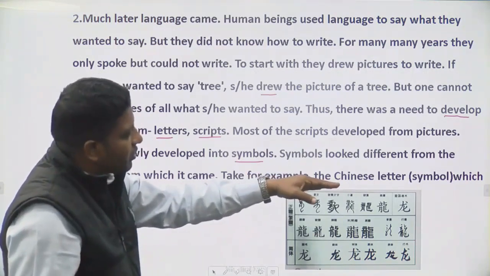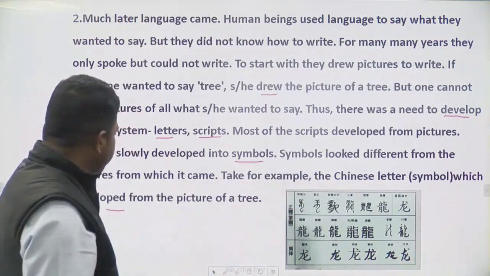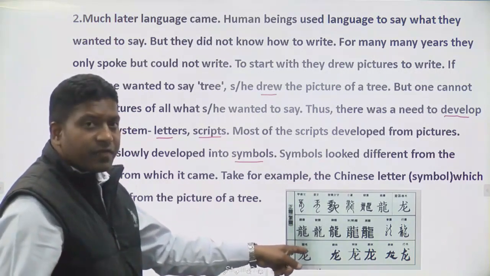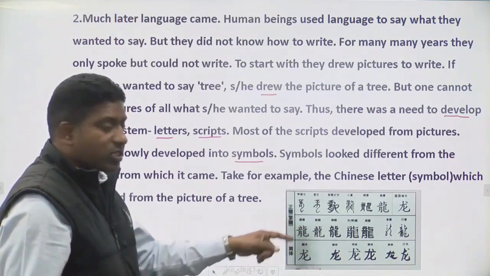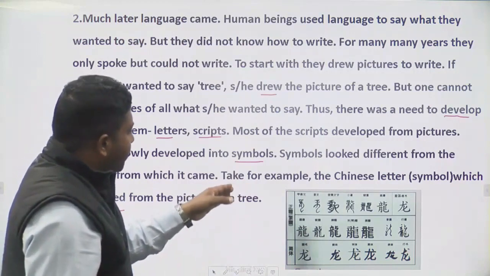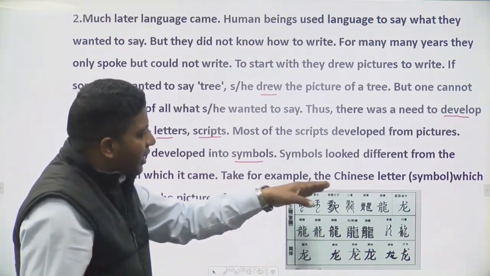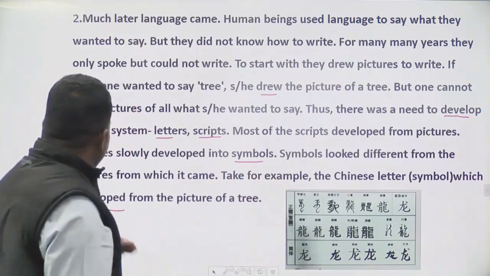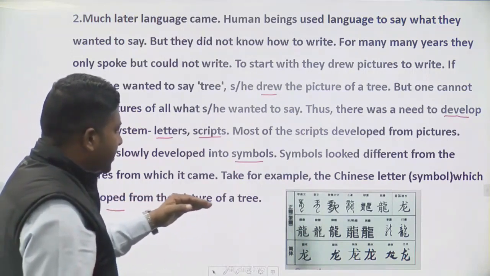the Chinese letter or symbol here you can see. This is a picture of a Chinese letter or script. Take for example, the Chinese letter or symbol which developed from the picture of a tree.